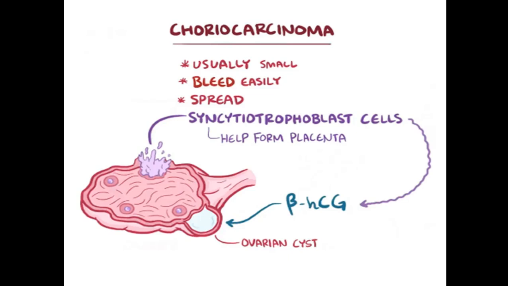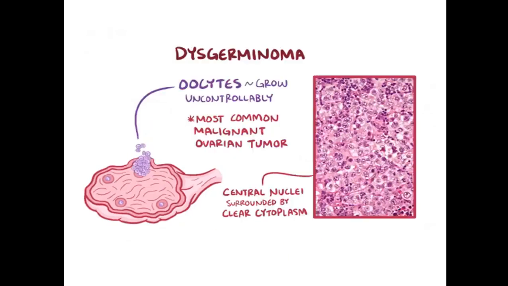The placenta is formed by a fetal part and a maternal part. So the syncytiotrophoblast cells will form the fetal part of the placenta, and since it contains a lot of blood vessels, these tumors bleed very easily and spread, and mostly these tumors are small. Since these tumors, like the placenta, produce large amounts of beta human chorionic gonadotropin, they will form cysts, fluid filled sacs in the ovary, known as ovarian cysts.